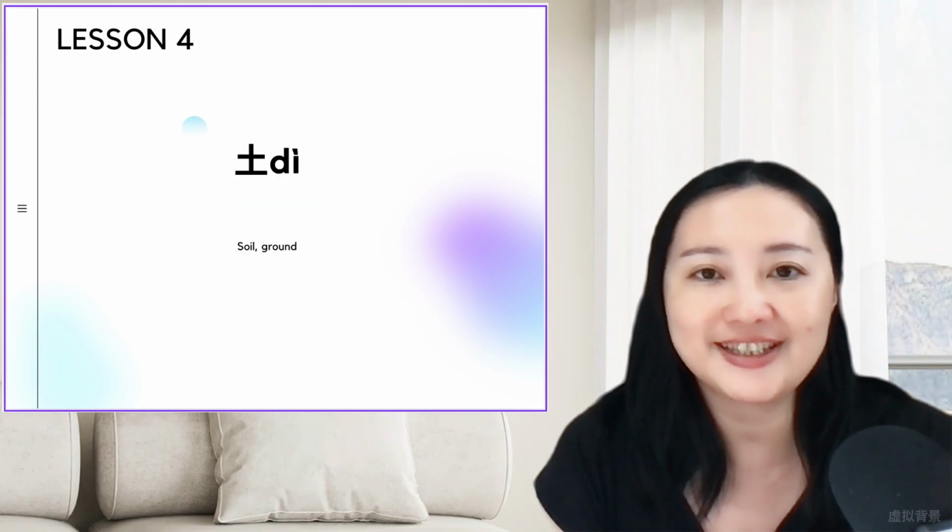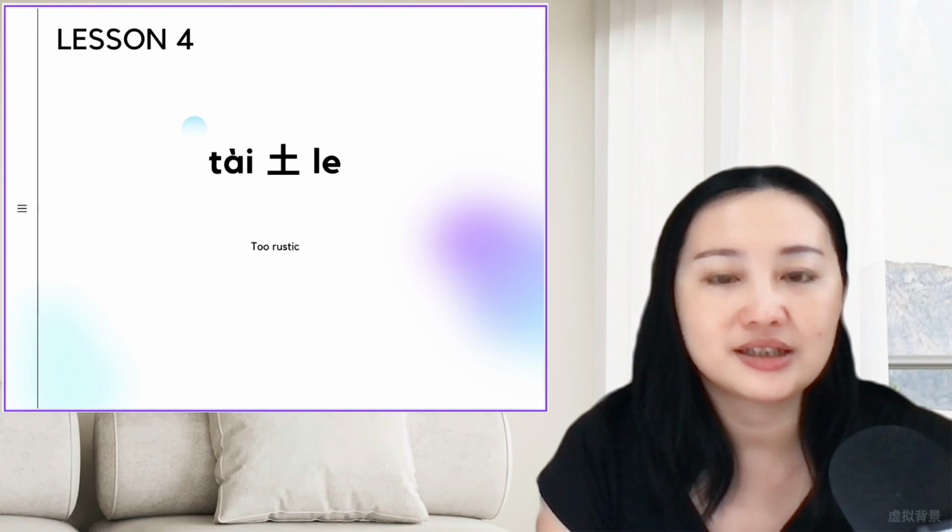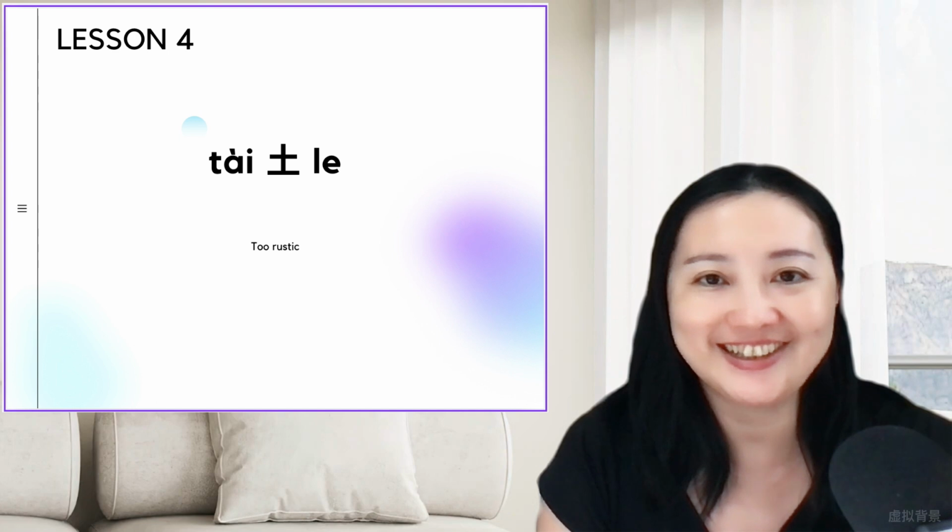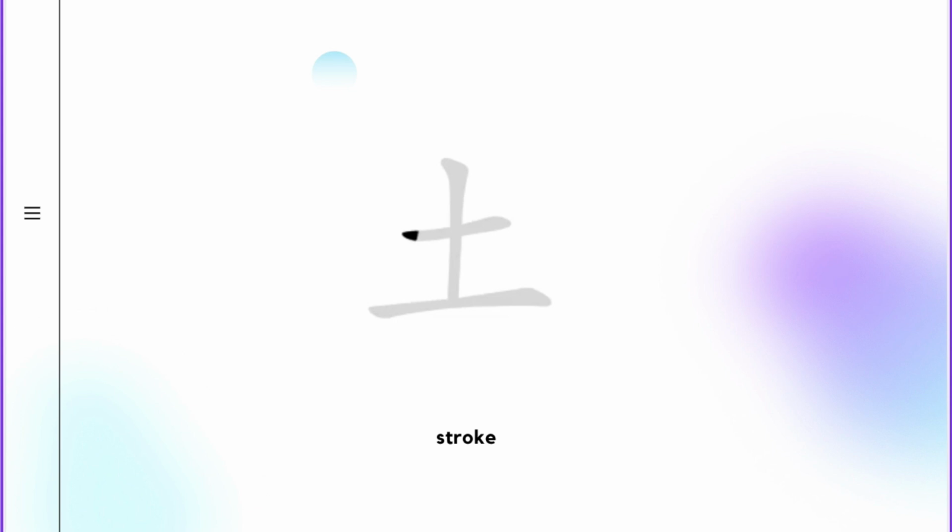So how to read these words? 土地. Okay. How about this one? 太土了. So literally it is close to "very down to the earth", right? It means rustic. And here comes the stroke video.